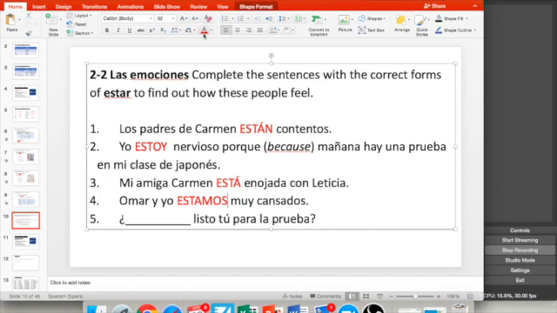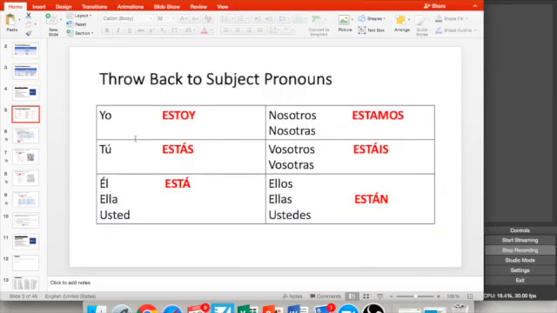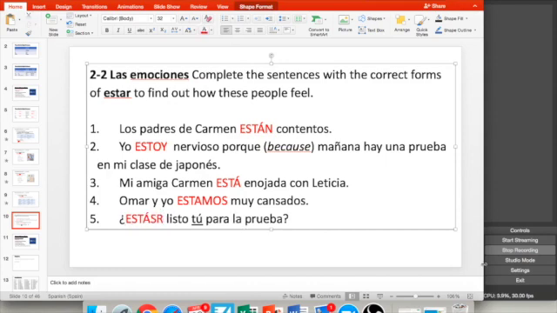And then our last one, number 5, it says, blank listo tú para la prueba. Are you ready for the quiz? So tú is actually our subject here. You know that tú means you informal, and you know that the estar word that goes with tú should be estás. So we're going to say, ¿estás listo tú para la prueba? That should be your final answer. Okay, hopefully you're feeling a little better about estar now.